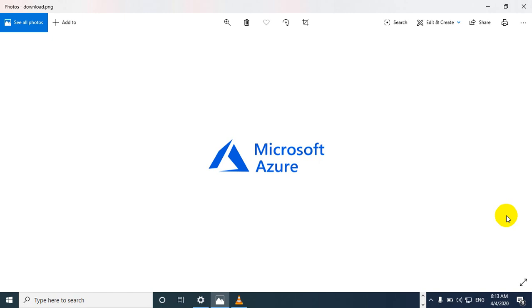So coming to compute services, Azure VMs are allowed in Windows and Linux also. Here app service is there. App service is totally platform as a service. App service is used to publish and manage apps.